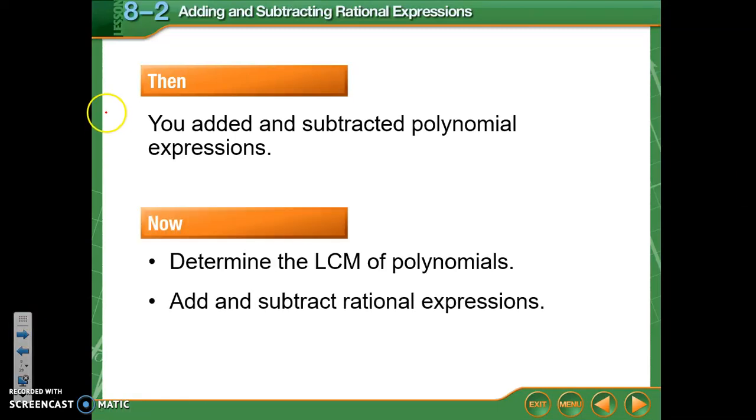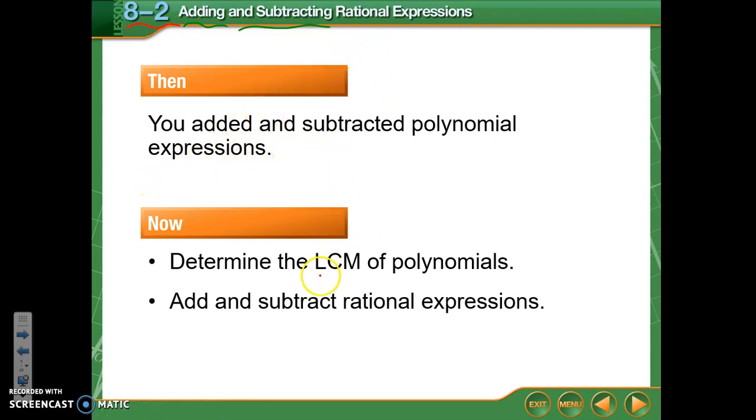Okay, it is time to talk about the second section of Chapter 8. In the last video, we talked about multiplying and dividing rational expressions. Today, we're talking about adding and subtracting them. Of course, just like with fractions, multiplying and dividing is a different process than adding and subtracting.